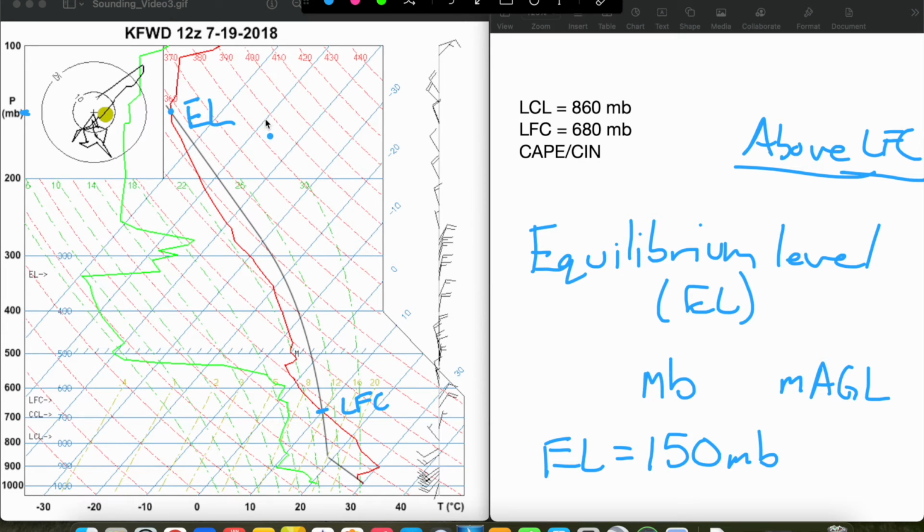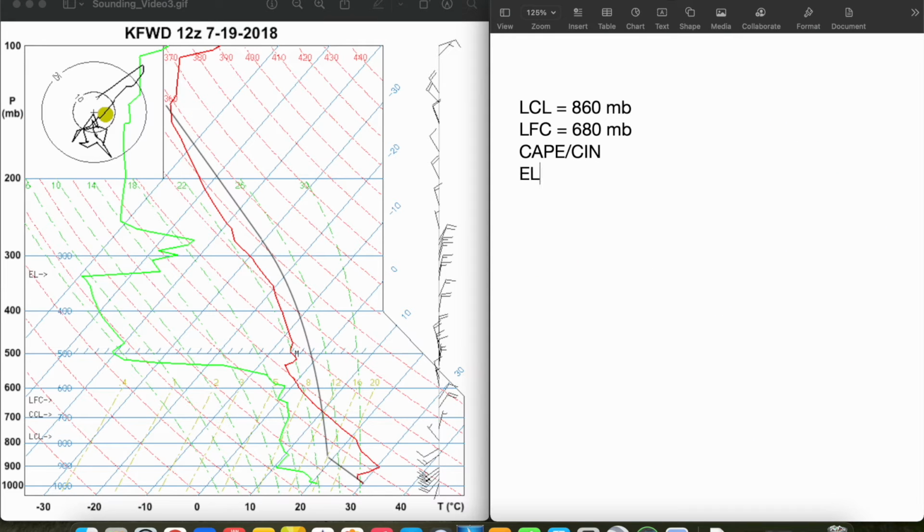Once it hits the equilibrium level, it's no longer buoyant, whereas below that it could rise freely, but once it runs into that equilibrium level, it can really no longer rise on its own. It's no longer buoyant. Now, upward momentum is going to carry updrafts a little bit farther past the equilibrium level, but the equilibrium level is a decent estimation of storm tops. So our equilibrium level is about 150 millibars.